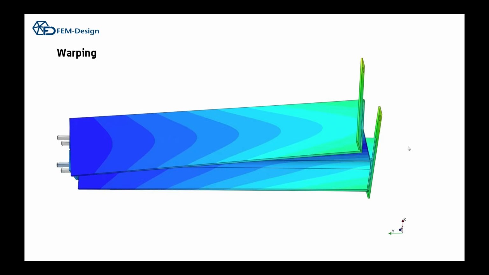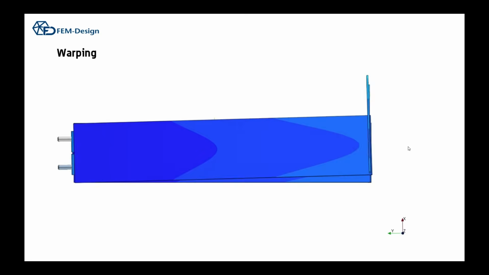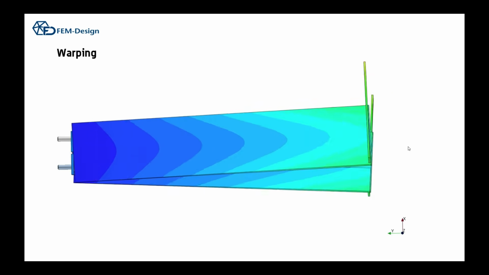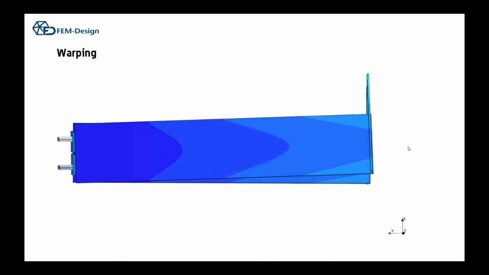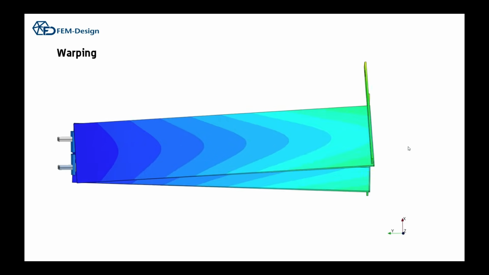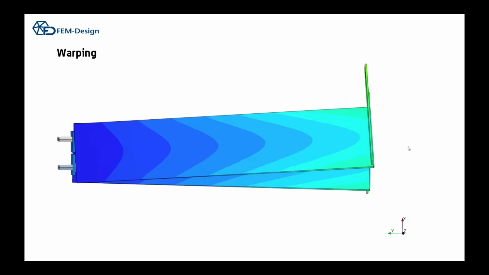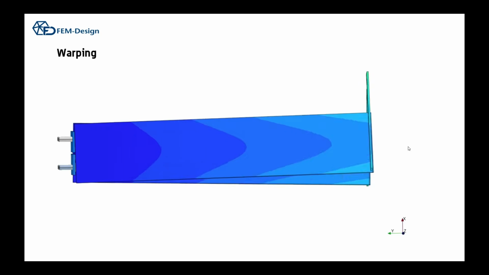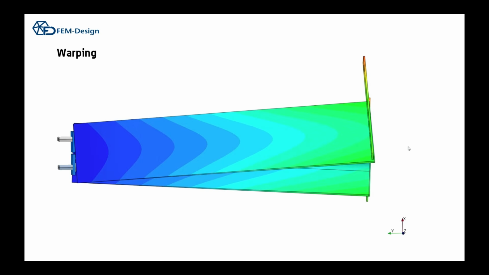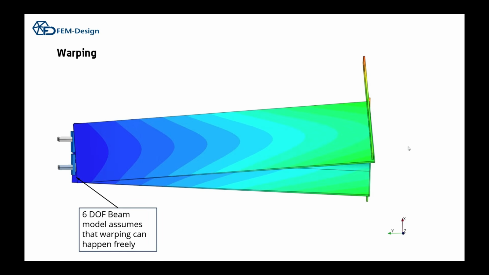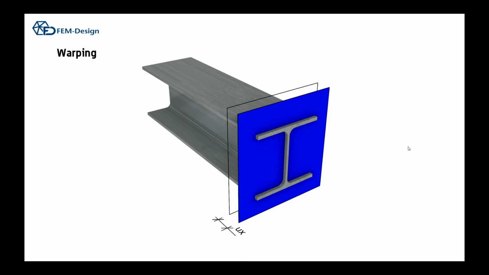And if you see what happens, there's a warping going on, and this is a 6 degrees of freedom beam model. So commonly people think that 6 degrees of freedom beam models do not warp. They actually warp. It means that the warping change is constant along the beam. That's what's going on. So the warping can happen freely. Let's look at the degrees of freedom of the beam model so you understand better what the warping is.